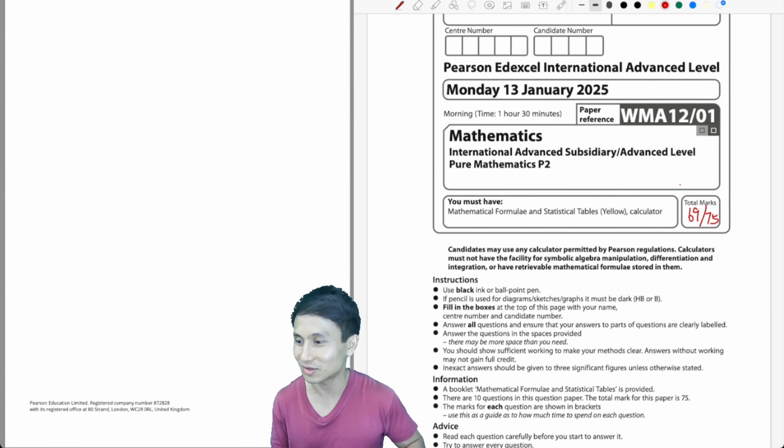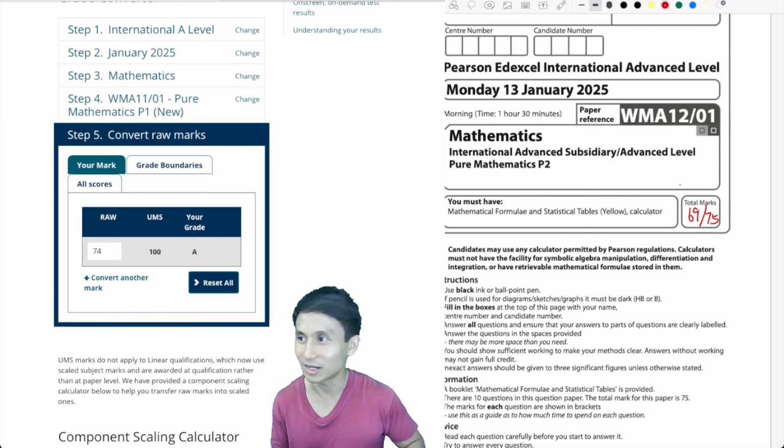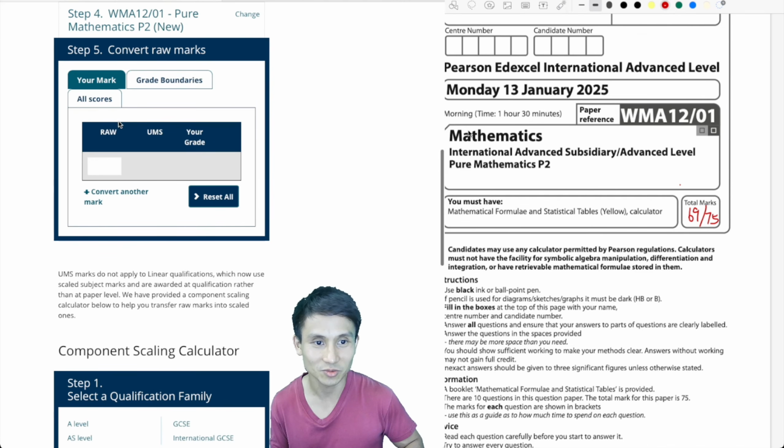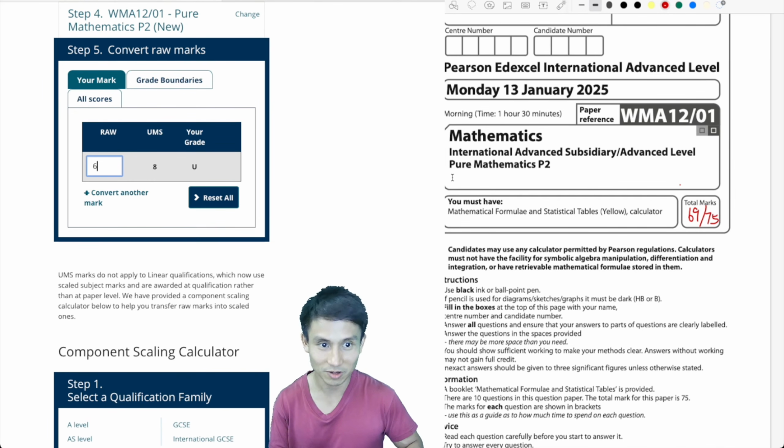But let's see the... okay, let's look at the grade boundary again. So I'm going to change that to Pure 2 because I just marked my Pure 1 paper. Okay, still managed to get at least 100 UMS there. So that was fine. All right, so let's have a look at the feedback.